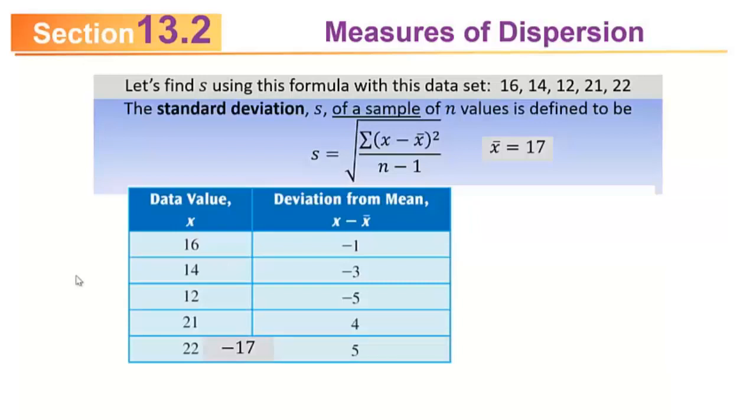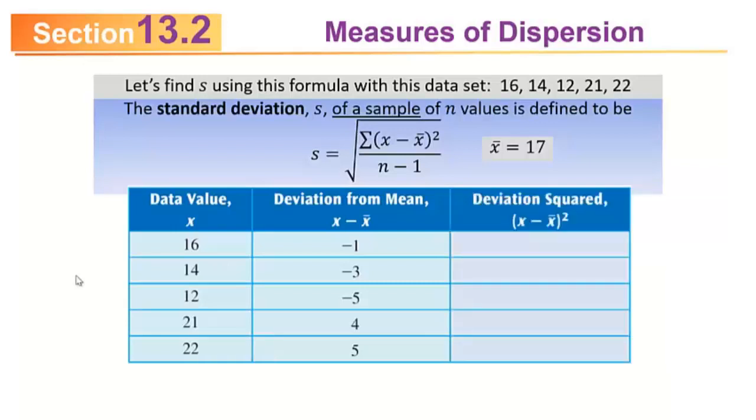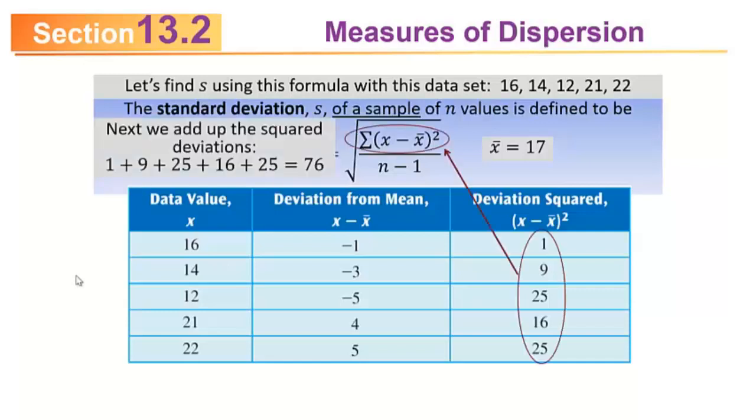Notice in the formula above, you're going to have to square those. So you want a column that just squares all those numbers. So -1 squared is 1, -3 squared is 9, -5 squared is 25, 4 squared is 16, and 5 squared is 25. And then the sigma comes into play, which tells you to add them up. So using this table model, you're going to sum all the values in the last column.